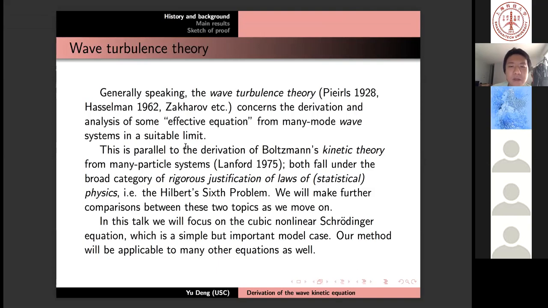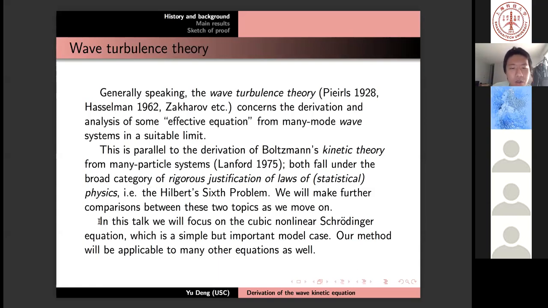For a high-level analogy, you can think of the derivation of Boltzmann's kinetic theory from a system of many particles, which in the case corresponding to what I consider now was rigorously derived by the work of Lanford in 1975. Broadly speaking, this falls under the category of Hilbert's sixth problem, which is a rigorous justification of the laws of statistical physics. I will make further high-level comparisons between these two problems as we go on.